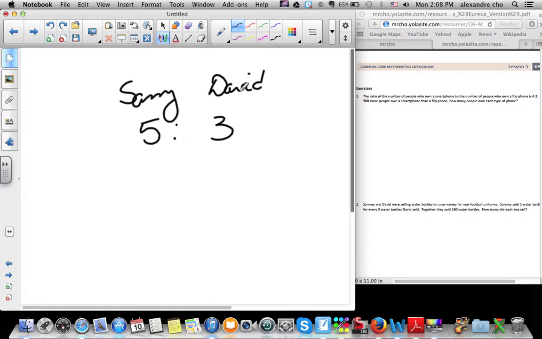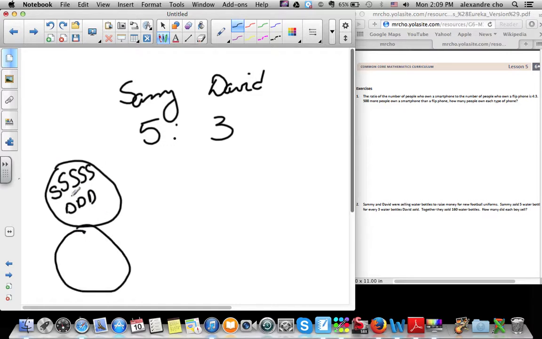Well, you've got choices here. Tons of choices. You can do a tape diagram. You can draw pictures. Remember when we used to do pictures in circles? You can write Sammy, Sammy, Sammy, Sammy, Sammy, 5 water bottles. David, David, David. So there's 8 balls in total here. You can draw another one until you get to 160. Actually, this might not be the best strategy.